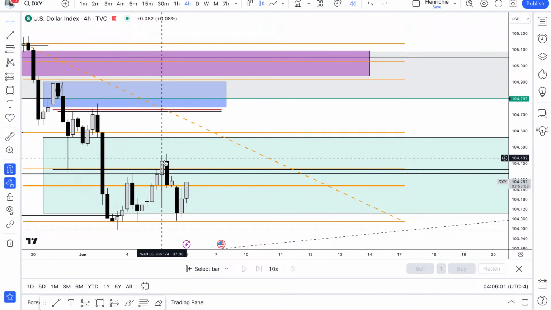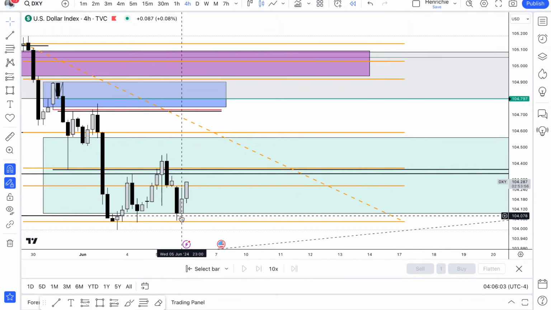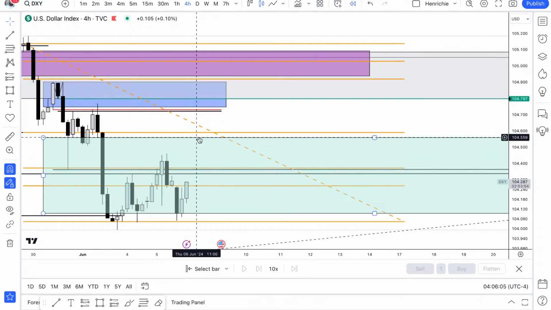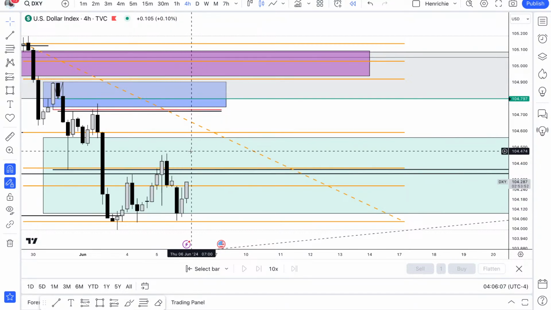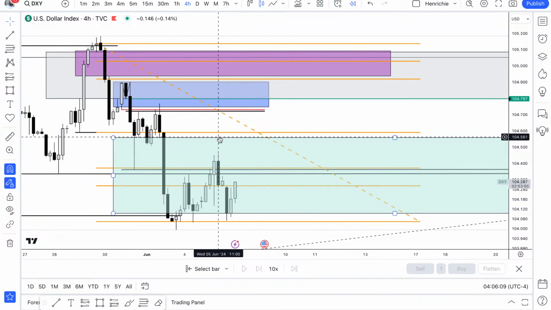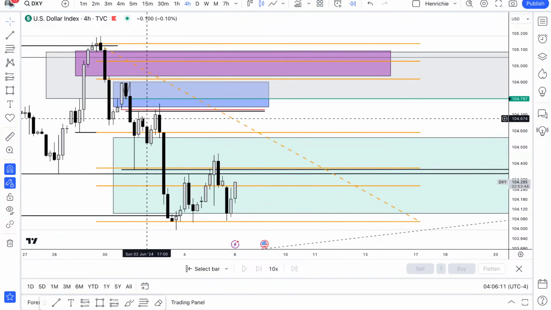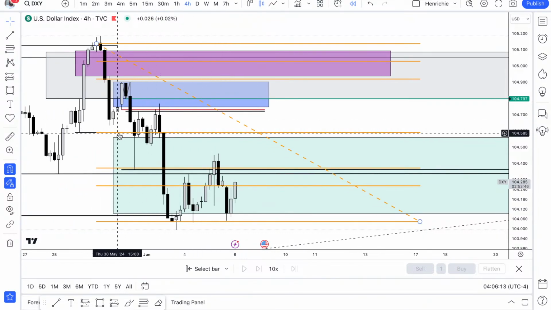So I wouldn't really be surprised to see, after this low right here, another higher high breaking above this high and price potentially targeting to revisit this key level right here. This key level right here is the equilibrium zone.